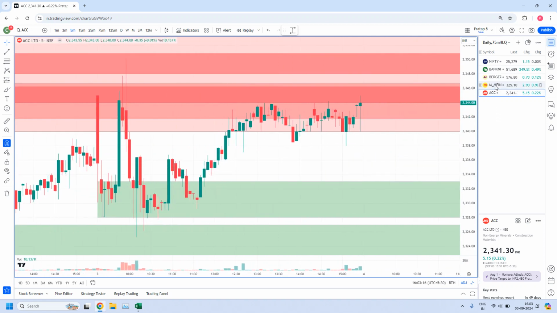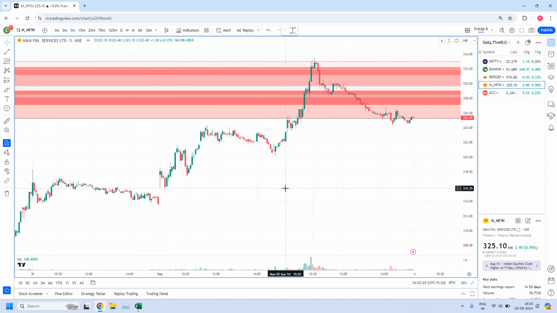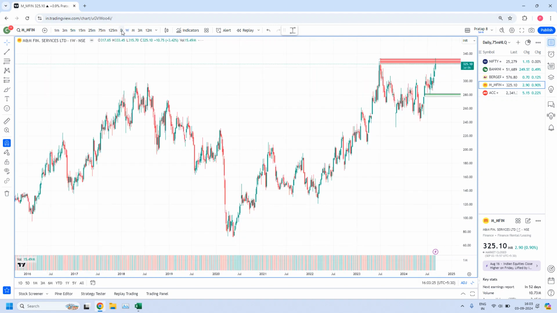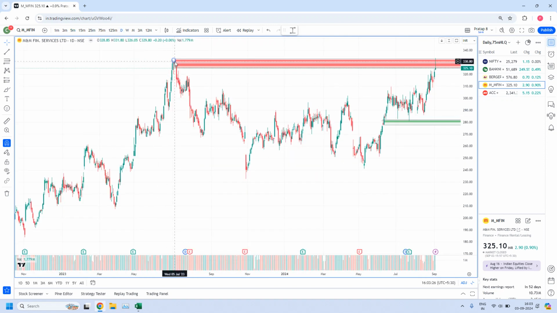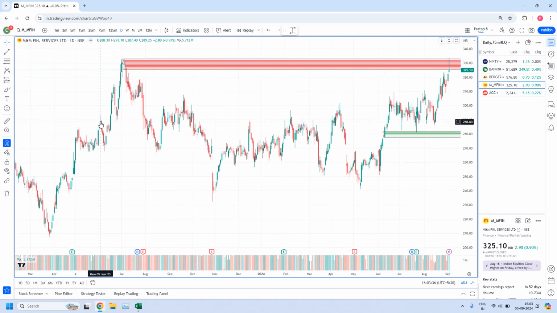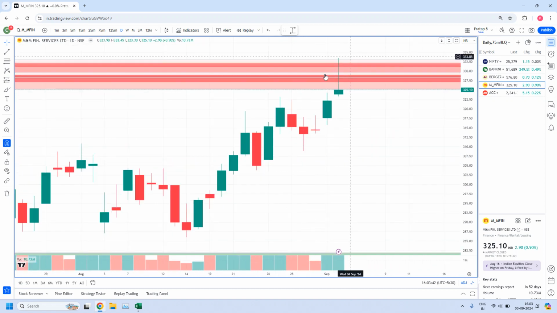And the next one is M&M Finance. M&M Finance is again a daily high liquidity zone. Sorry, this zone was created on Wednesday, 5th July. And for those who are using TradingView, probably 5 minutes data is not available. Because 5 minutes data is not available, you would not have taken a trade in this zone at all.